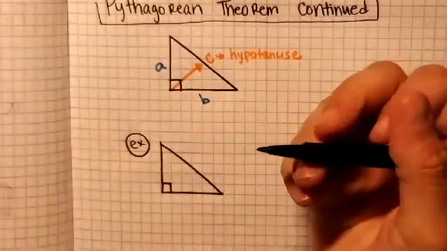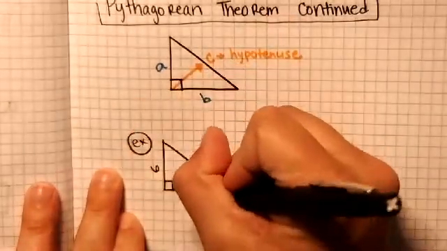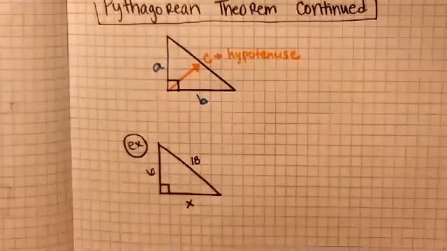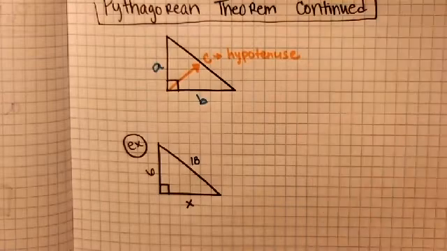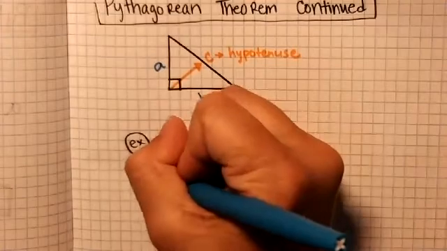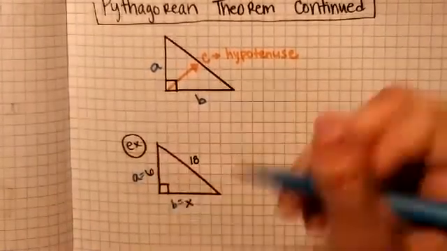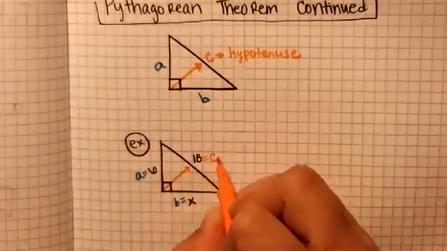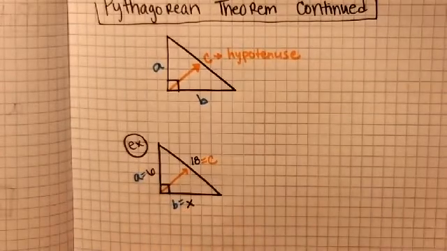So I have my right triangle, and I have 6, x, and 18. So the first thing I'm going to have you do is label A, B, and C. You should have labeled A is 6, B is x, and then C is 18. Now, you could have labeled B is 6 and A is x. That's fine. Those are interchangeable.